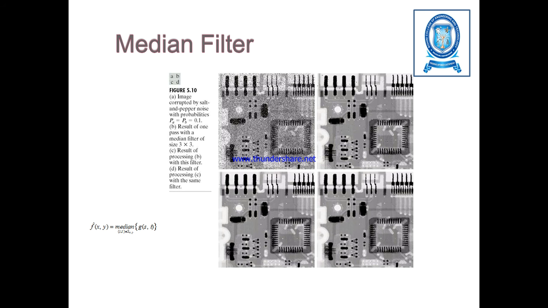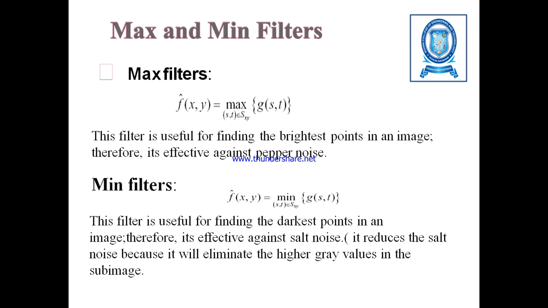So we are seeing another example. The image is corrupted by salt and pepper noise with a probability of 0.1. The result of one pass with a median filter of size 3x3 is given. The result of processing this filter is again taken, and we are giving it to the median filter. You can clearly note the difference between the first image as well as the final image. So this is why we are going for applying this median filter.